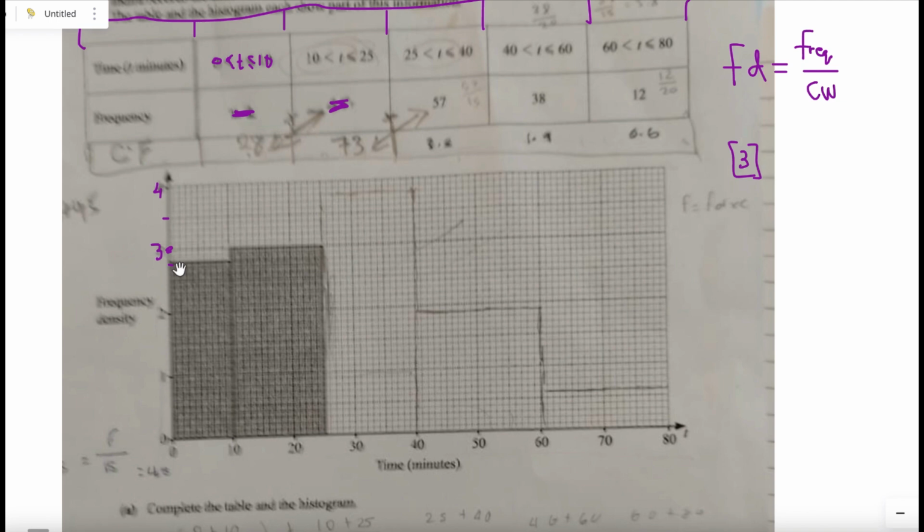Yeah, the last one, right? So here we go to calculate the frequency. How do you calculate the frequency? You make the frequency the subject of the formula.